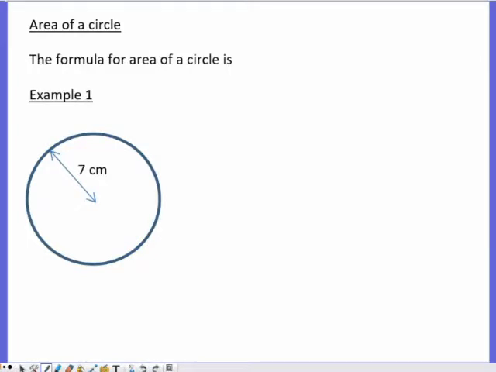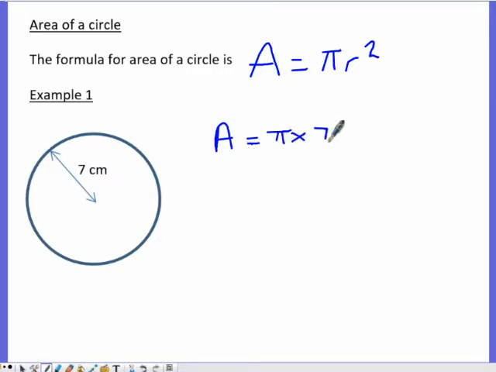The next thing we're going to look at is the area of a circle. This has a different formula, which is pi r squared. R being the radius. So in example 1, the radius going from the center to the edge is 7 centimeters. So in this case, the area is pi times 7 squared. Squared meaning times itself. So in other words, it means pi times 7 times 7.